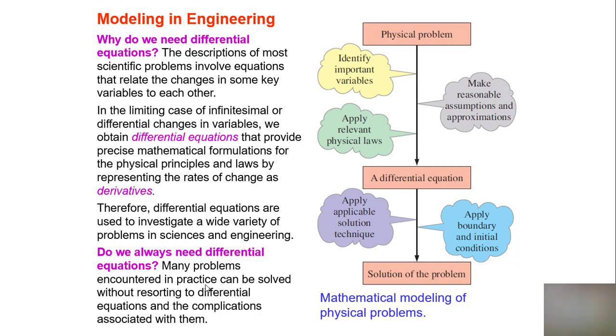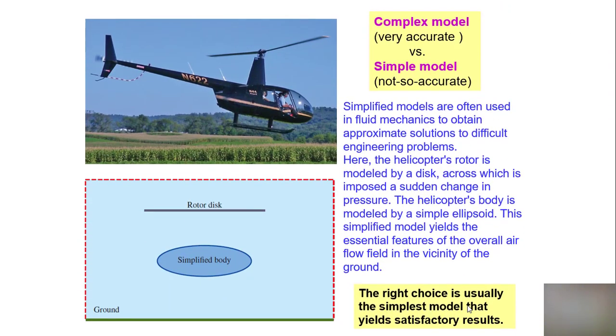Number one, you need to find the physical problem that you want to solve, identify the important variables, make assumptions, apply physical laws, differential equations, apply the applicable solution technique and boundary conditions, then you get your solution. Basically, that's what we are going to be doing. So when we're doing our tutorials, I'll show you how we move from the physical problem until we reach the solution of the problem.